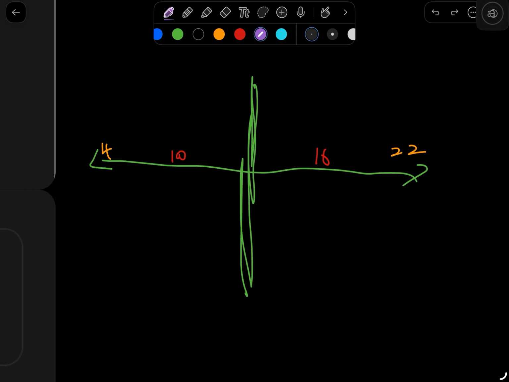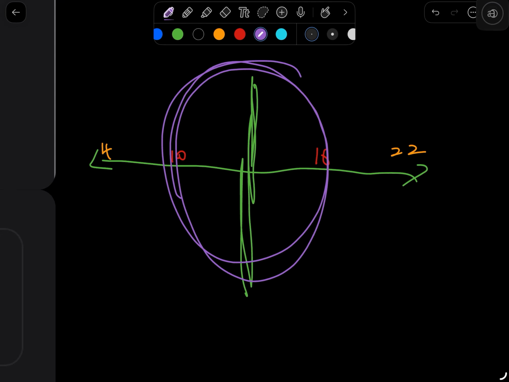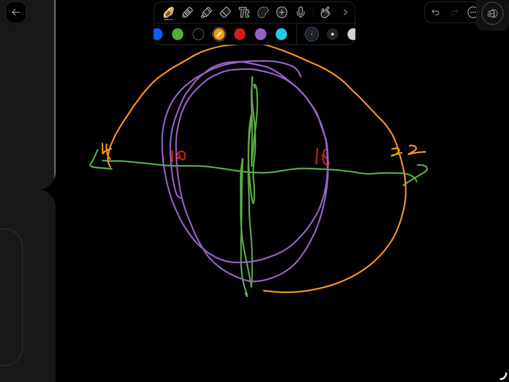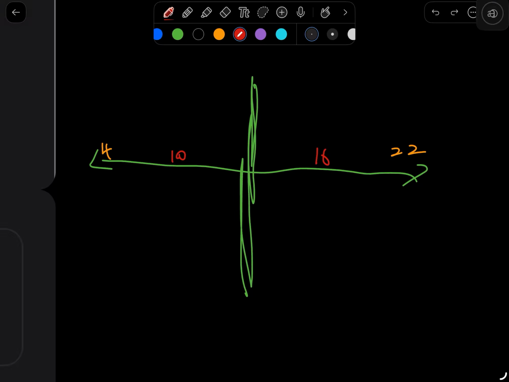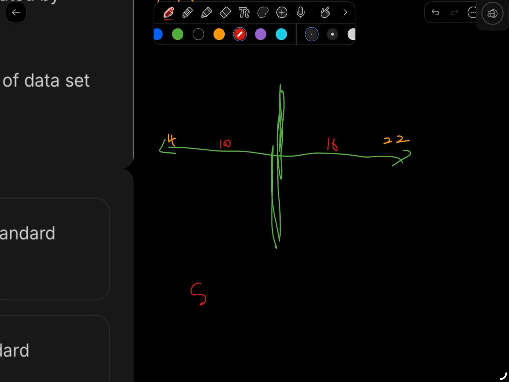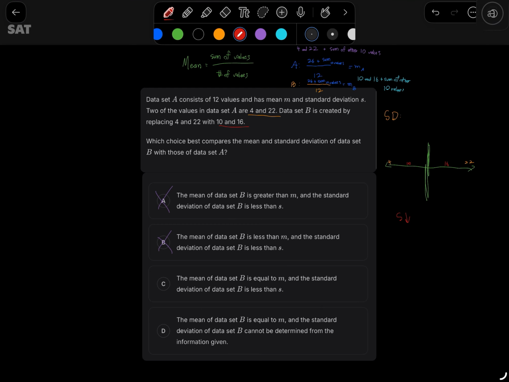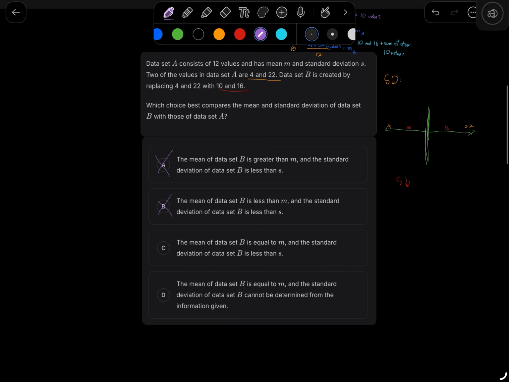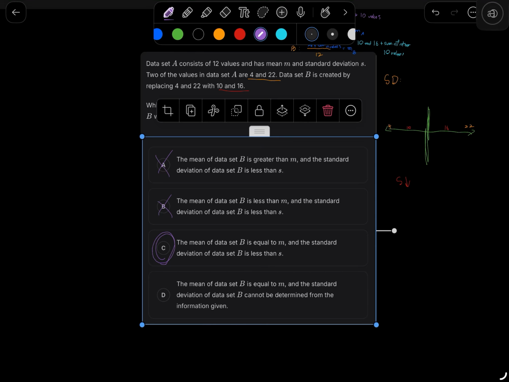Another way to think about it is the data set here only kind of lies in the middle, whereas if you had 4 and 22, it would be spread out more. So again, if you replace those two values with 10 and 16, you're decreasing how much this data set varies. So therefore, the standard deviation is decreasing. So of course, that matches with our answer choice here, C, where the standard deviation is less.